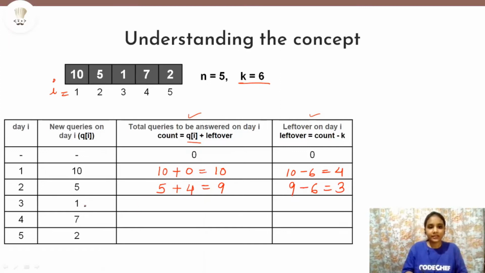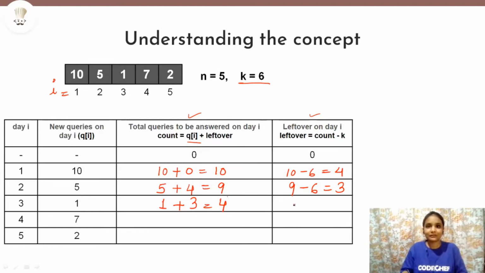Now, on day 3, chef will receive just 1 new query. So, we'll write down 1 here. And the leftover queries that chef will receive from day 2 are 3. So a total of 3 plus 1, 4 queries needs to be answered by chef on day 3. Now this 4 is less than 6. That is the maximum number of queries that chef can answer. So what will be the leftover?